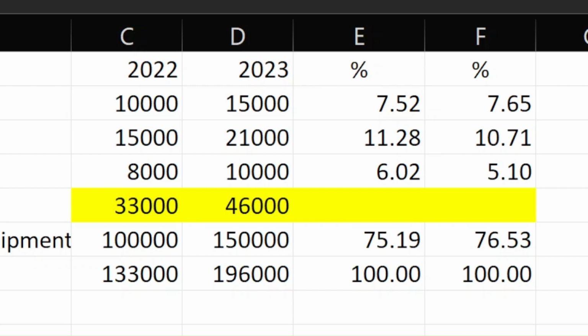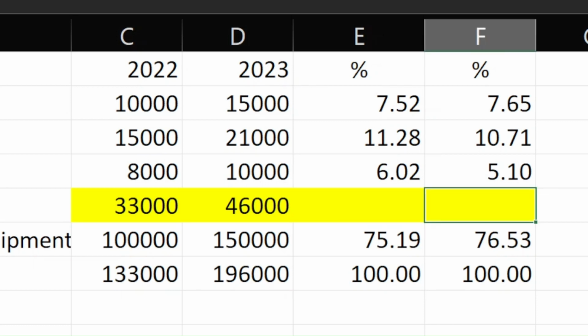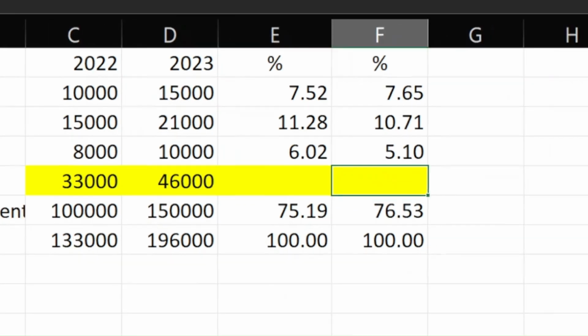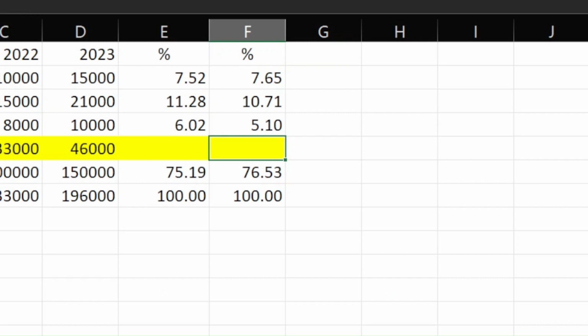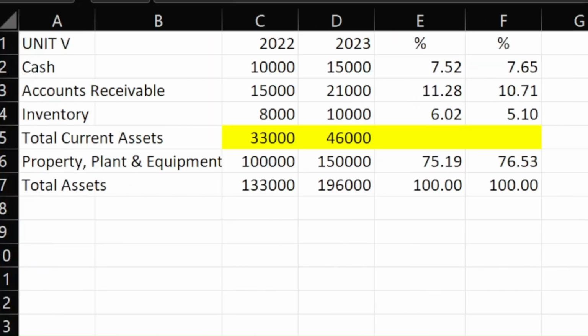7.52 and 11.28, and then okay, yes, see these figures.